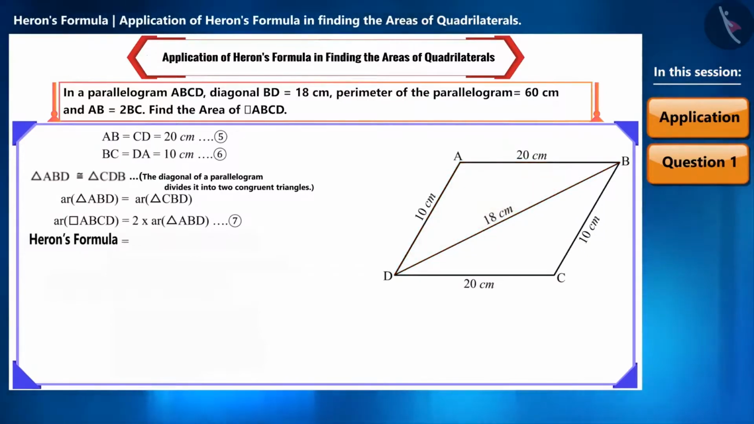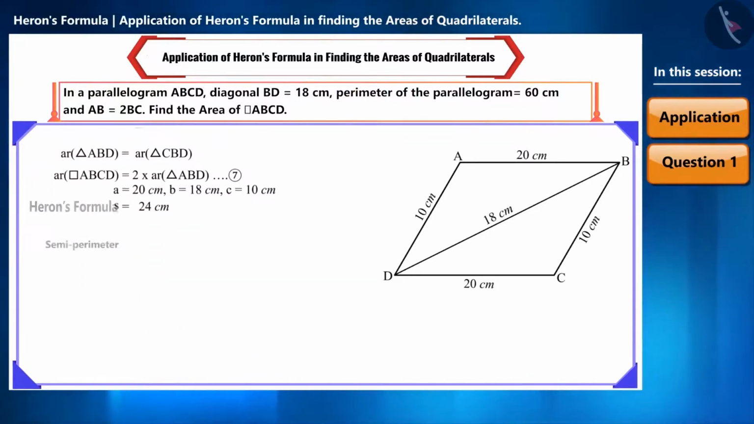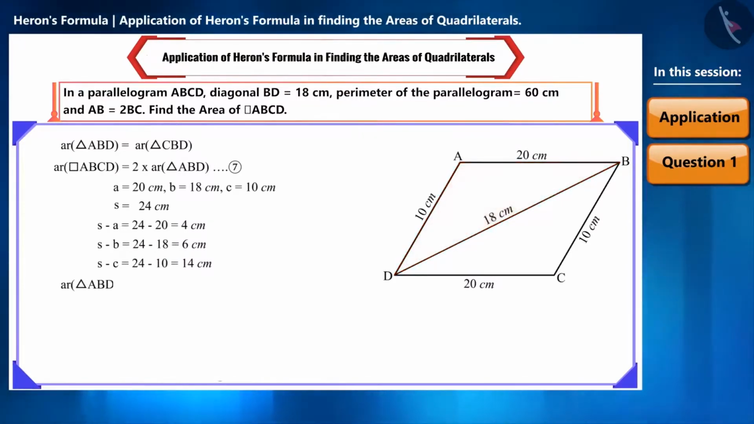Heron's formula is square root of S multiplied by S minus A multiplied by S minus B multiplied by S minus C. We will substitute the value of A equal to 20 cm, B equal to 18 cm and C equal to 10 cm. Now we will find the semi-perimeter, that is S. Here, we got semi-perimeter as 24 cm. Now, we will find the value of S minus A, S minus B and S minus C. We can write the area of triangle ABD in this way and substitute it in the formula.